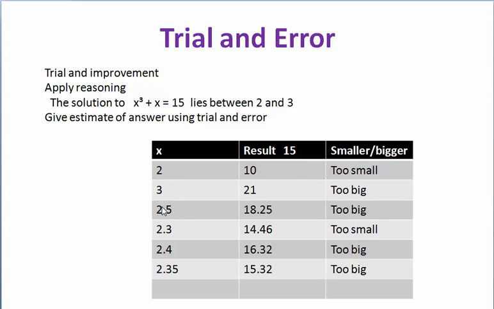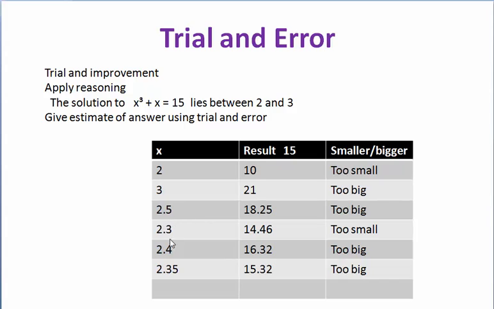So let's look at 2.5. Let's take the midpoint. When we do that, we get 18.5. So it's too big. It's bigger than 15. So obviously the answer is less than 2.5. So let's check with another number. Let's check 2.3. When we put 2.3 in, we get 14.46, which is less than 15, so it's too small. So the answer lies between 2.3 and 2.5.